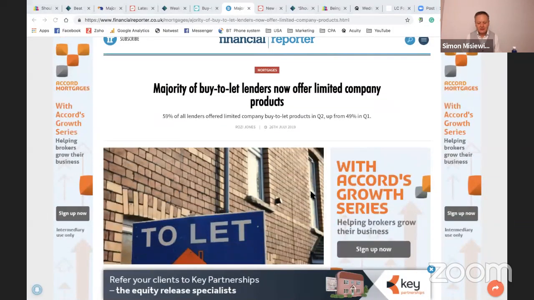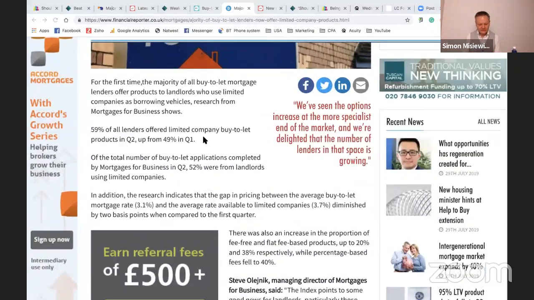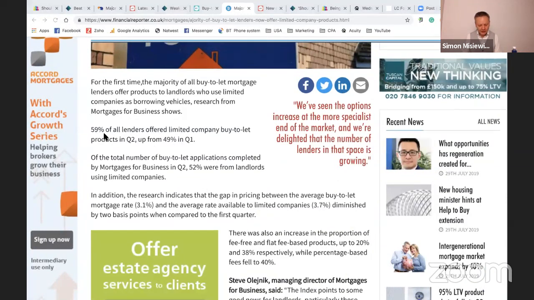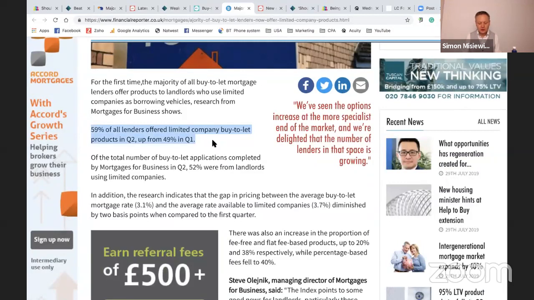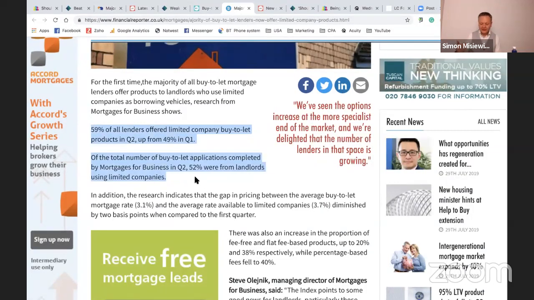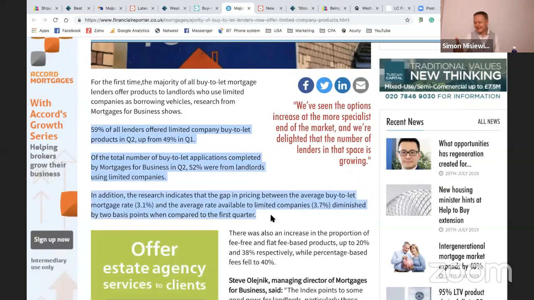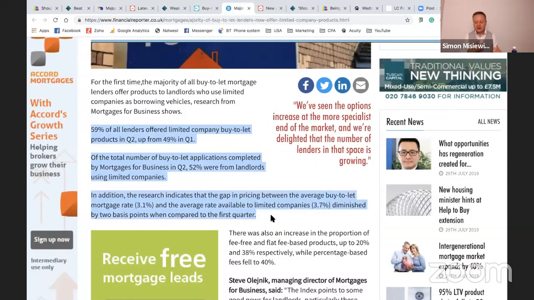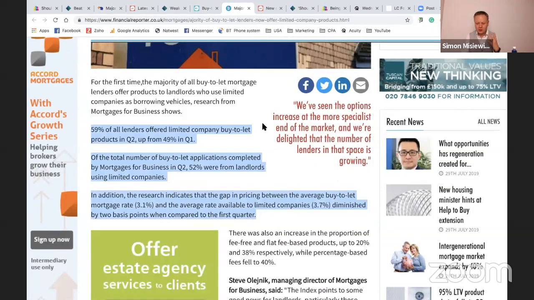So Financial Reporter talks about how the majority of buy-to-let lenders now offer limited company products. So again, another article that says 59% of all lenders offered limited company buy-to-let products in Q2, up from 49% in Q1. And it's just re-emphasizing this whole point that we've got so much more choice now as a limited company buy-to-let property investor. So I do expect this whole thing to be more competitive. I've repeated myself a little bit on this subject, so I won't go into too much more detail.